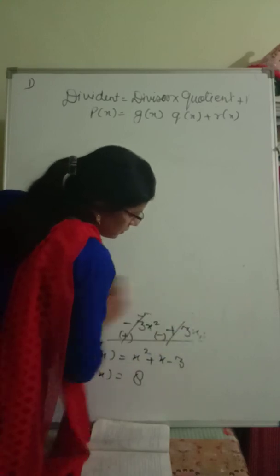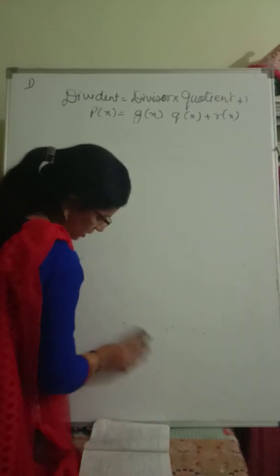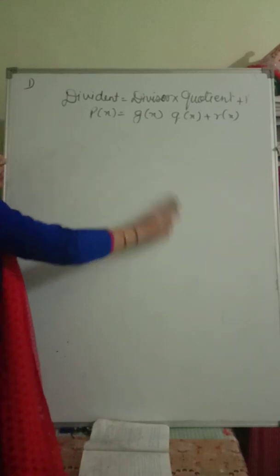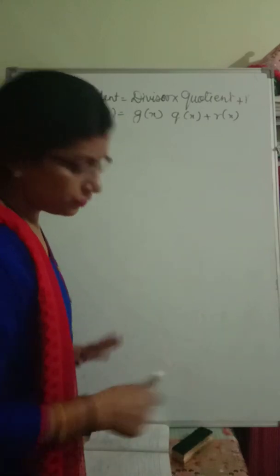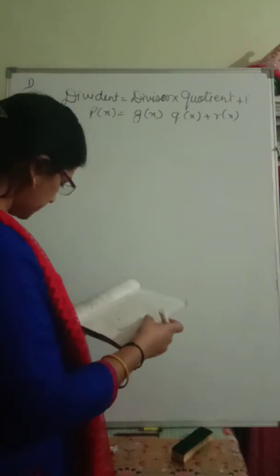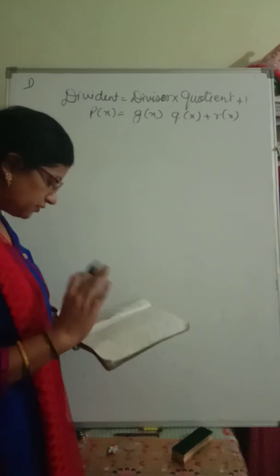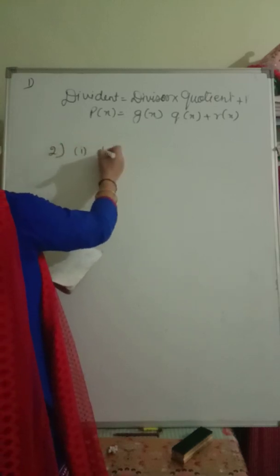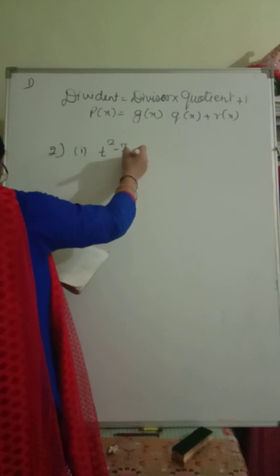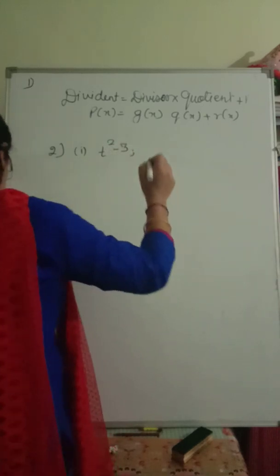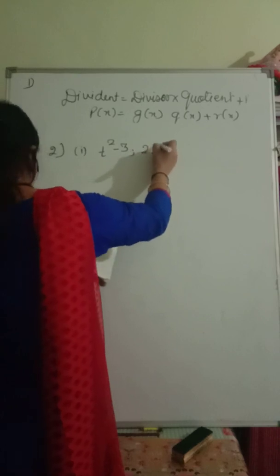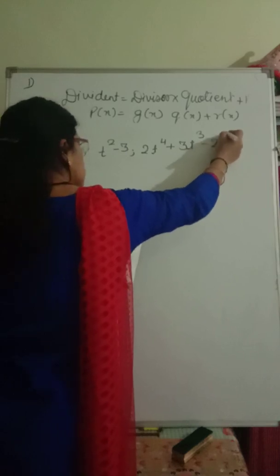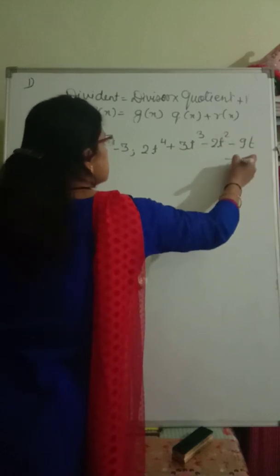So you have to do the division very carefully, okay? Plus and minus sign, if somewhere you make a mistake in plus and minus sign, the whole calculation will become wrong. So be careful while doing the division, okay? So question number 2 is, check whether the first polynomial is a factor of the second polynomial. First polynomial is given: t square minus 3. Second polynomial is given: 2t to the power 4 plus 3t cube minus 2t square minus 9t minus 12.